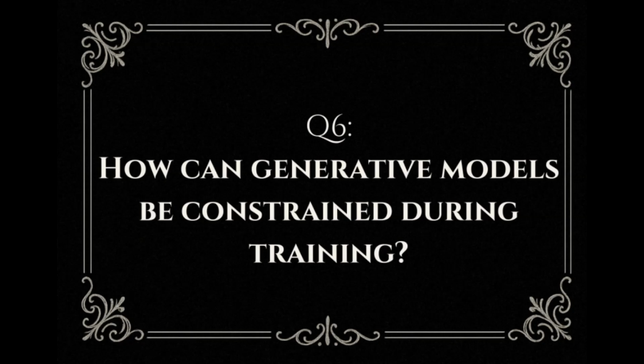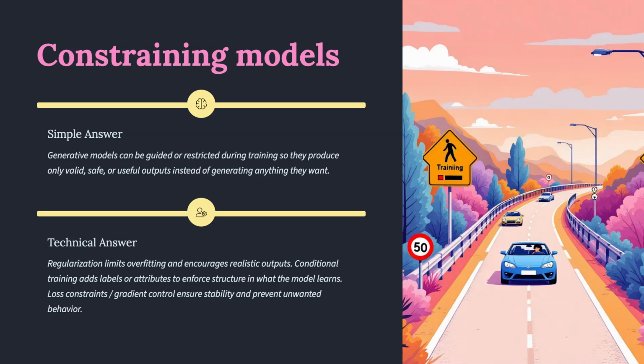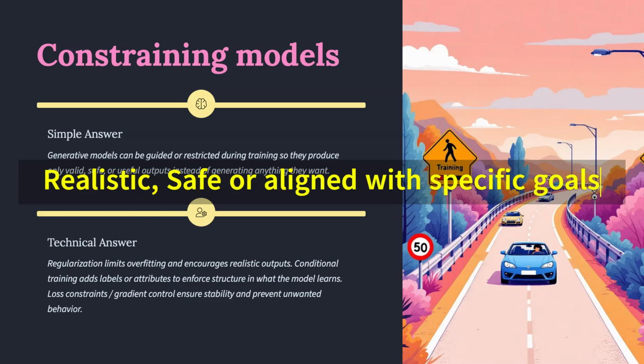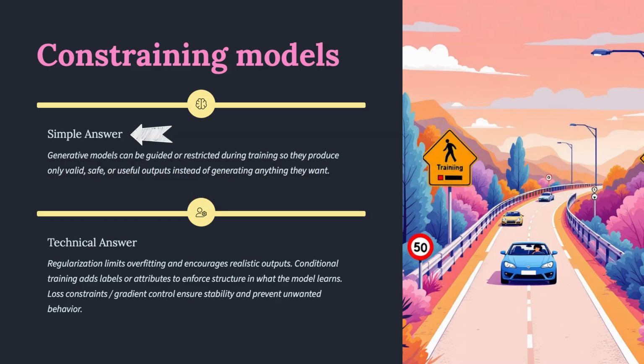How can generative models be constrained during training? Generative models can be constrained during training by adding limits that shape how they learn, ensuring their outputs stay realistic, safe, or aligned with specific goals. In simple terms, these constraints act like boundaries that keep the model from drifting into unwanted behavior.